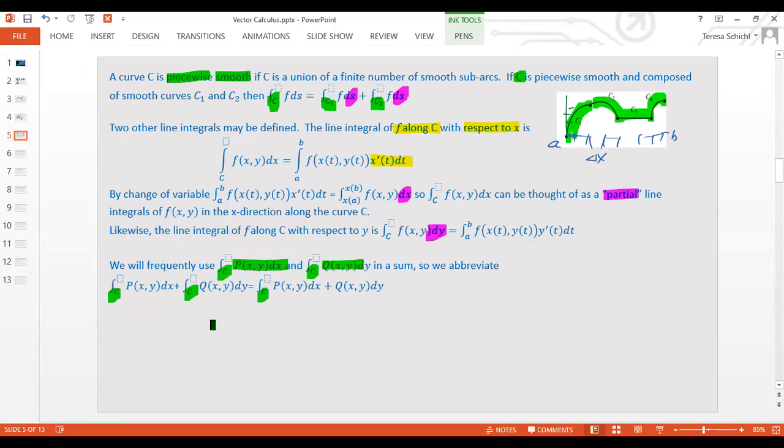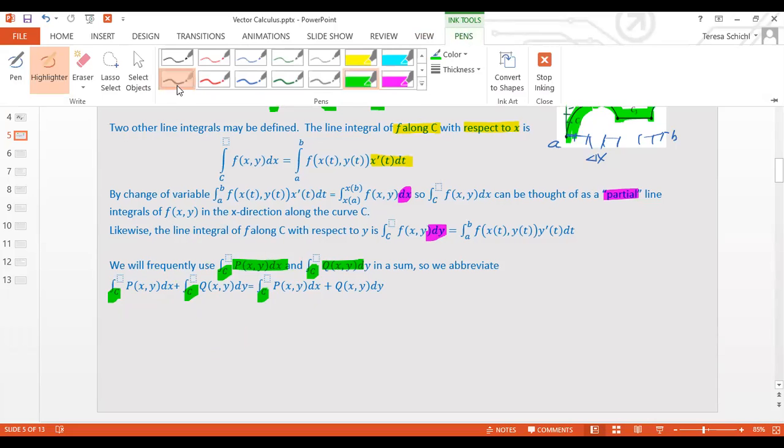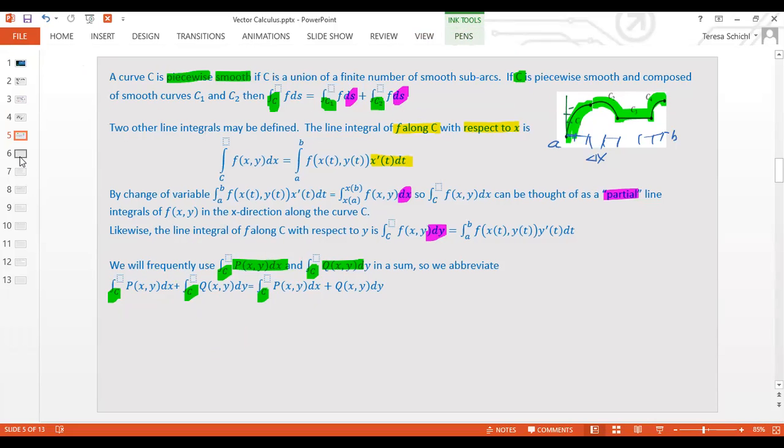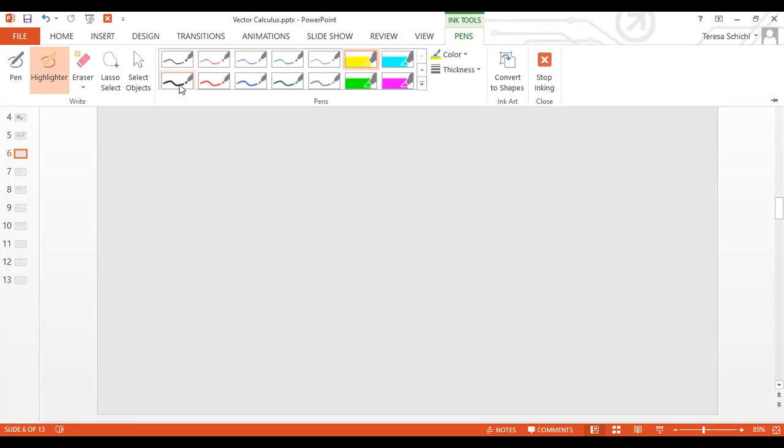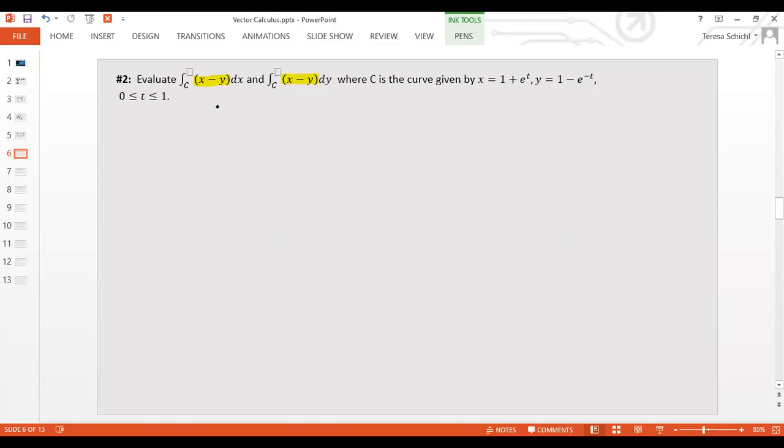Okay, if you're still a little bit confused, let's take a look at the problem. Then you probably will get a better understanding here. So now I want to evaluate this. This is my given function, right? x minus y, x minus y. And my curve is given. Often they give us the parametric form of the curves, right? So I want to evaluate the value along the x and along the y here.